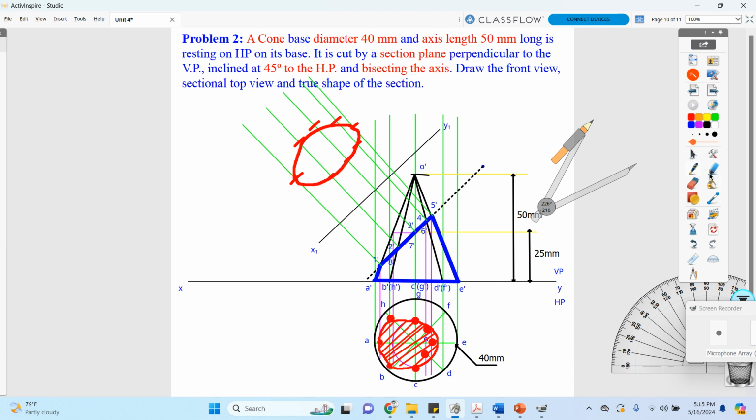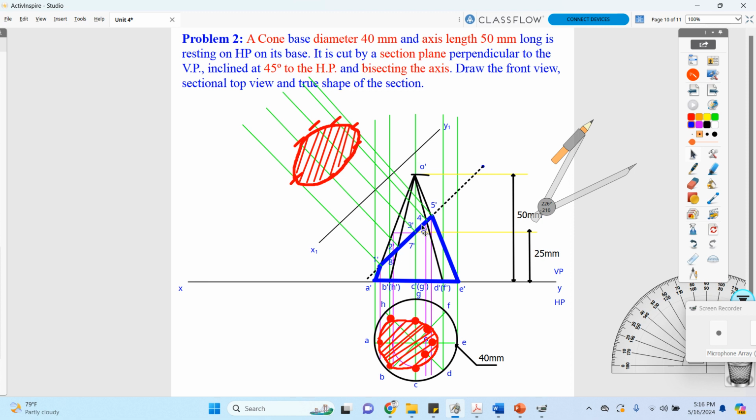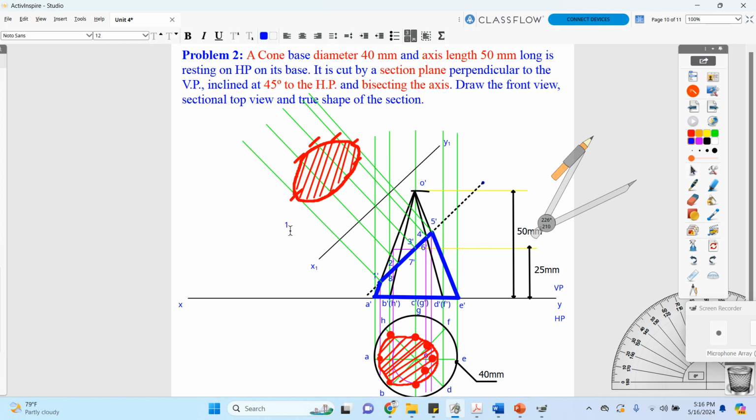Okay, so after this, if you take it, your true shape looks like this. So you can once again mark it on the solid. So what it represents, the cut portion over here is projected and represented. So this is your true position. Okay, so you can mark this as 1 dash of 1.